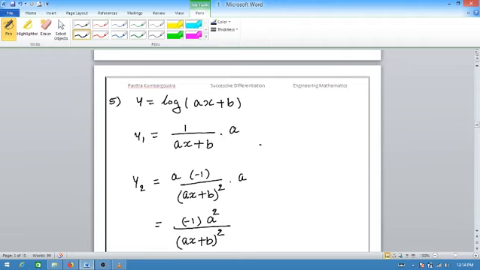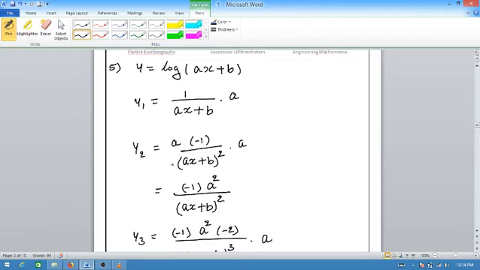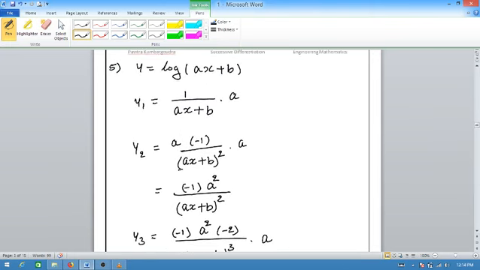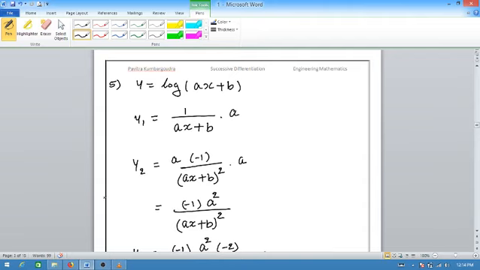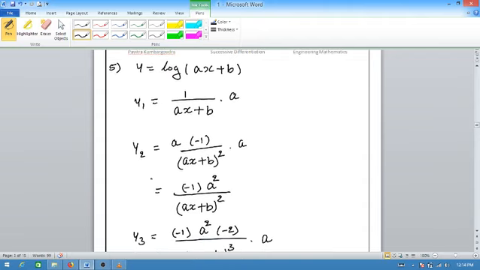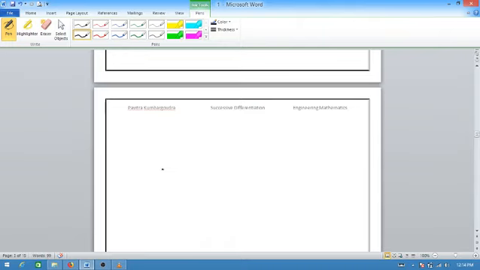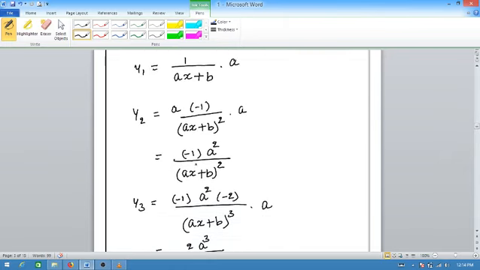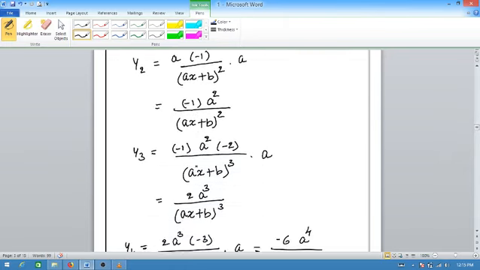y1 contains positive, y2 is negative, y3 is again positive, y4 is negative. So when it is an odd number it is positive, when it is an even number it is negative, right? So this can be written as yn is equal to minus 1 whole raised to, I will write 1 lesser than it, n minus 1. When it is y1 it is positive, y2 is negative.